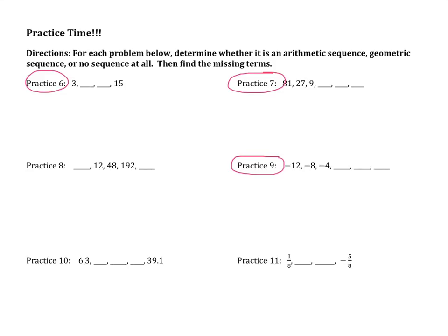Alright, so on practice number 6, you should have gotten that it was, and I'm going to write A for arithmetic, G for geometric, it was an arithmetic sequence. We were adding 4, so your numbers should have been 7 and 11.